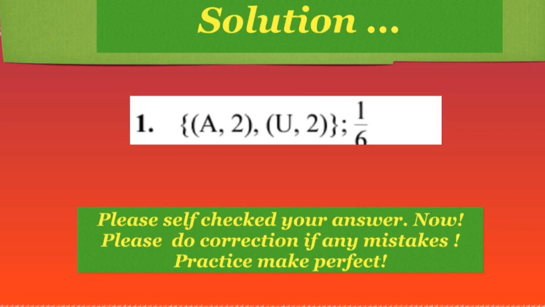So the answer for number 1 is you have to write braces, then A, comma, 2 with a bracket, as an ordered pair. Okay, another pair is U, 2. Okay, we have 2 pairs. And total number of sample space is 12. So it's 2 over 12. Simplify, the answer will be 1 over 6.